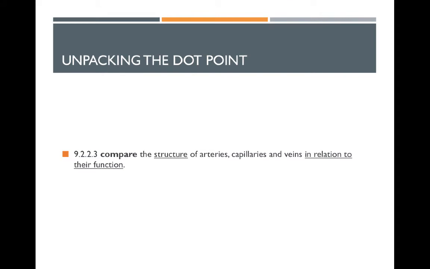So first thing that we need to do is unpack the dot point, okay? Our key word here is to compare. And when we compare, we look at the similarities and differences. So we're looking at the similarities and differences between the structure of arteries, capillaries and veins, and then relating this to their function, okay? Why do they have different structures, and how does that particular structure actually help them carry out their job, basically?